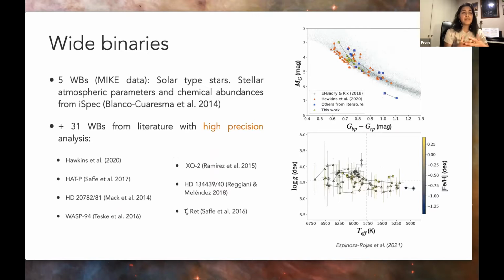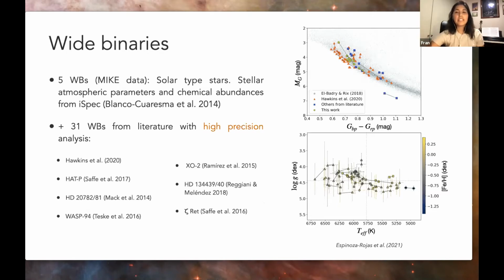Then, in order to improve our statistics, we decided to include other wide binaries from the literature that have been studied with high precision. Something important to mention here is that some of these systems have been found to have imprints of planet formation or planet accretion in their atmospheres, so they present some chemical variations. This enriches our work because it will allow us to test the consistency of chemical clocks even when there have been additional factors that could alter the chemical compositions of these stars.